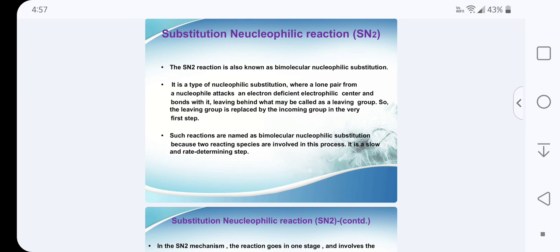Such reactions are named bimolecular nucleophilic substitution because two reacting species are involved in the process. It is a slow and rate determining step. The slow step involves both the alkyl halide as well as the nucleophile, so it is a bimolecular reaction. The two molecules determine the rate of the reaction.